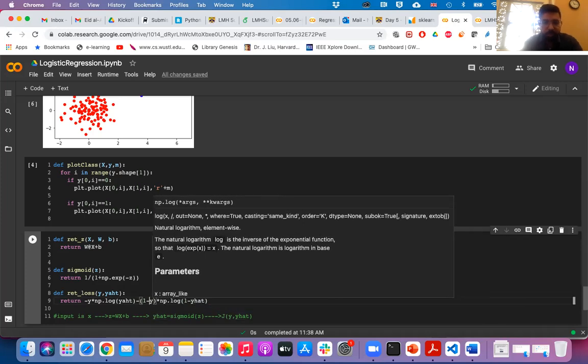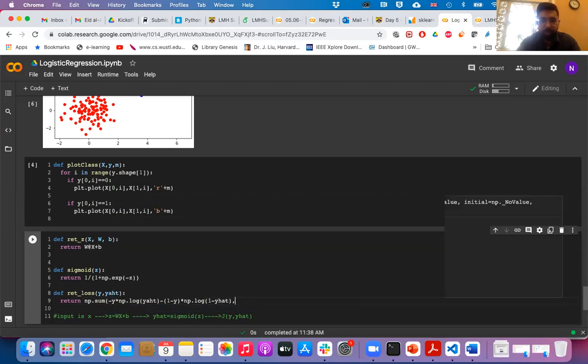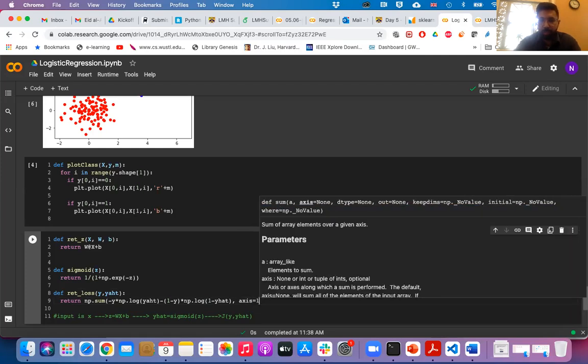Am I missing something? Is this complete? Remember, we have 200 data points, and loss is a summation over all the data points. How do I do the summation? I need to sum it up. Remember, the data elements in y and y hat are in columns, so I have to sum along all the columns to get a number. I can just use np.sum and ask it to sum along axis equal to 1, along columns.